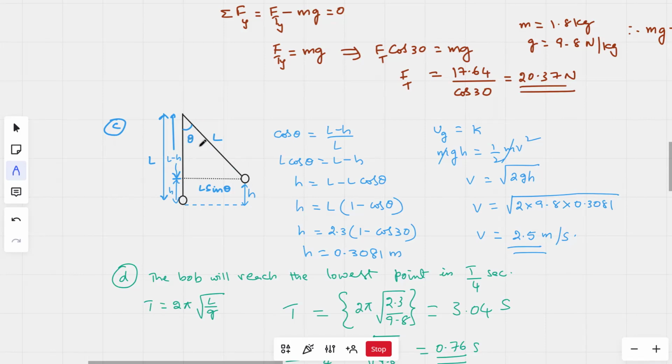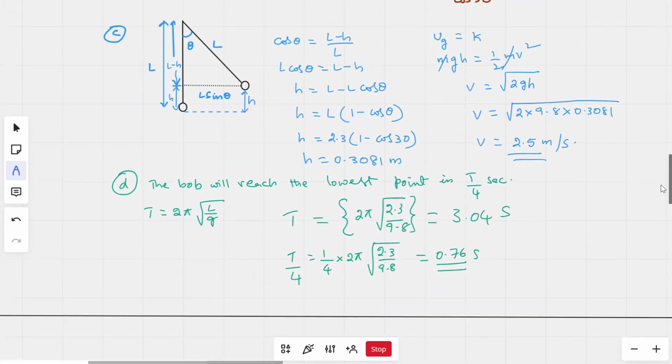Therefore, cos theta is equal to adjacent side by hypotenuse. Therefore, cos theta is equal to L minus H by L, or L cos theta is equal to L minus H, or H is equal to L into 1 minus cos theta. We know the value of L. It is given in the problem as 2.3. Therefore, H is equal to 0.3081 meters. Plugging that value in the equation V is equal to square root of 2gh, we get V is equal to 2.5 meters per second.